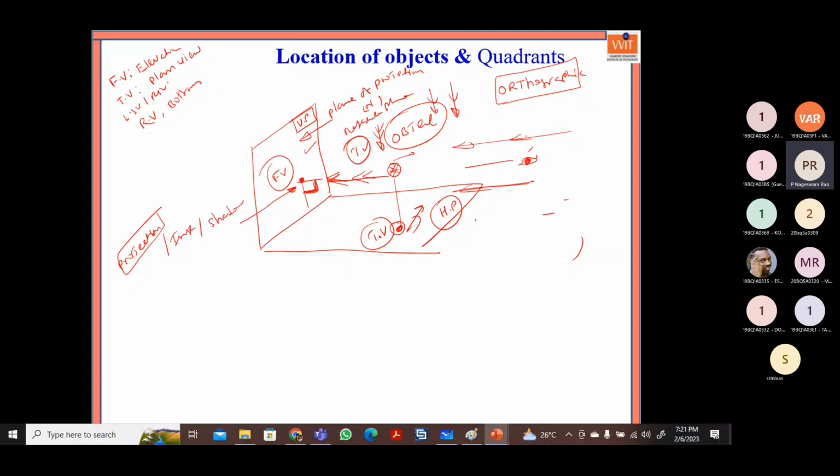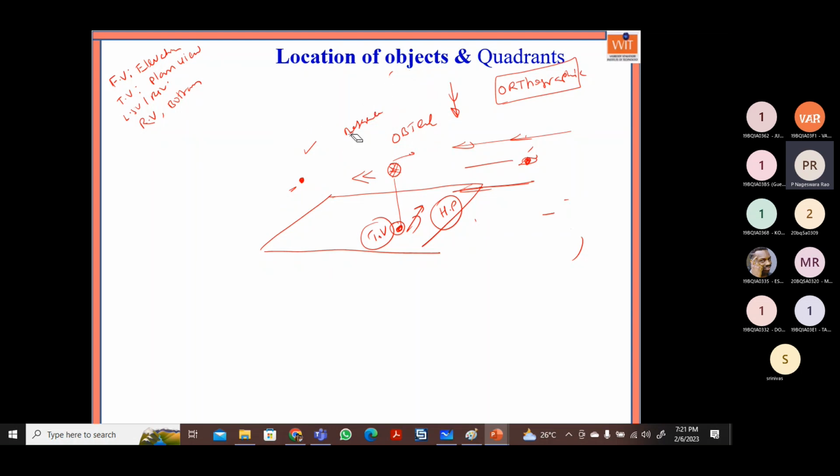Now that means whenever some object is there, we can observe the object in different directions. So before going to this one, somebody will ask you in the interview, what is the meaning of first angle projection? What is the meaning of second angle projection? Like this. So we'll go.